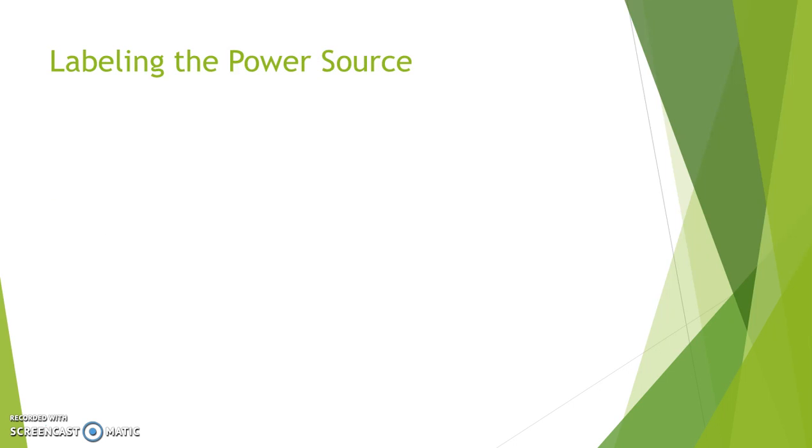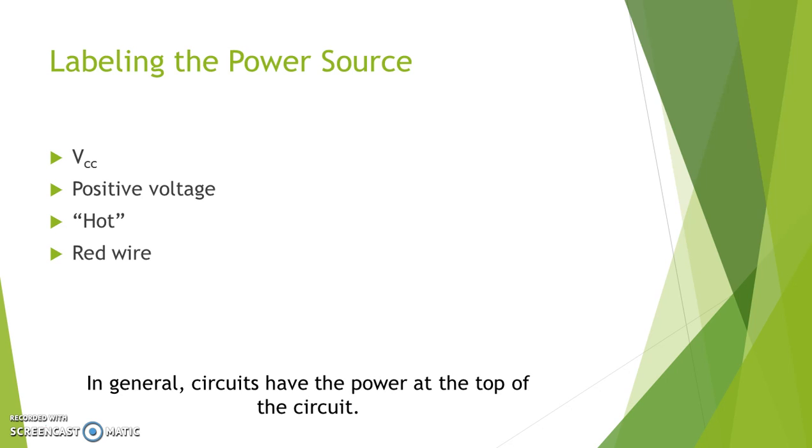We can label the power source in a lot of ways. We can just say VCC. We can write a positive voltage in place. We can label it hot or talk about it as the hot on the system. The convention when you're building a circuit is to use a red wire. We'll often use orange as a stand-in for red. I'll explain why in a bit. But red wires denote positive voltage.